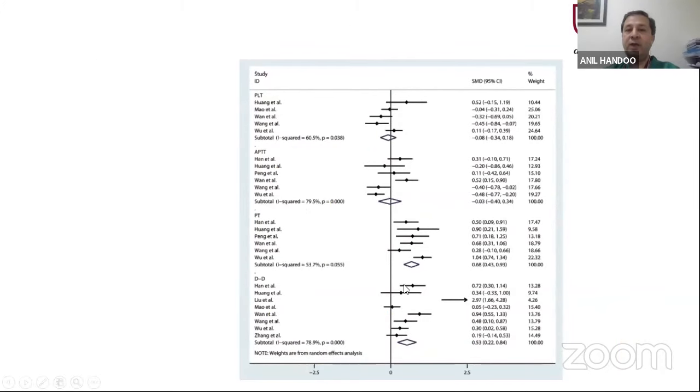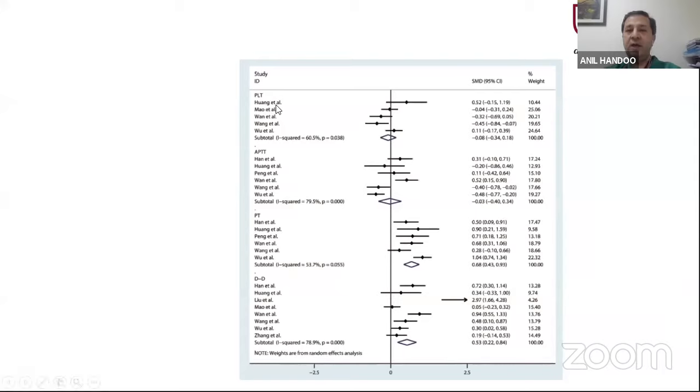What is being shown in this particular slide, I'm sorry, I have not put a reference to this particular slide, but anyways, it's there in the literature itself. What is very obvious in this is that, and this is a meta-analysis which had been done, you're seeing that the platelets do not really get affected in most of them. Only one study has shown an effect on the platelets, whereas APTT, PT, and D dimer are getting affected in almost all the studies, and it's very uniformly seen in all of them.